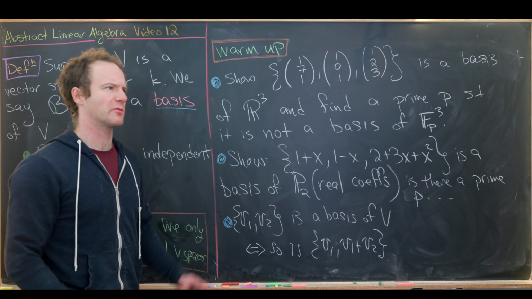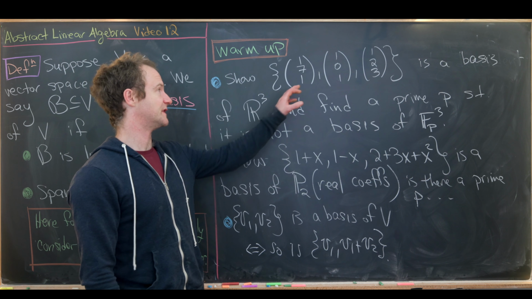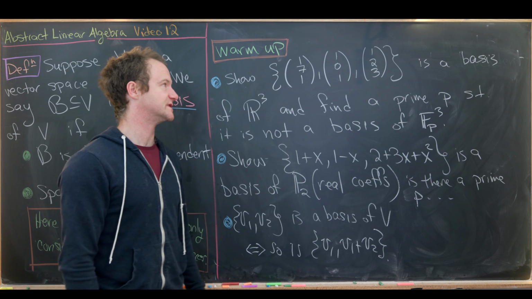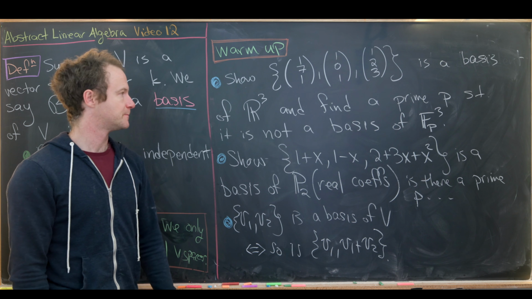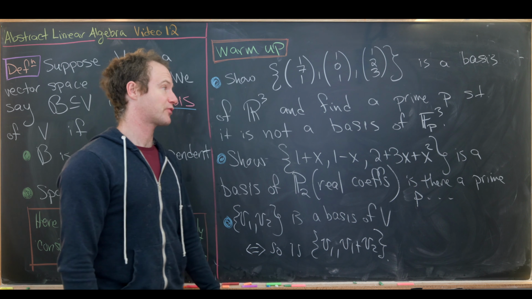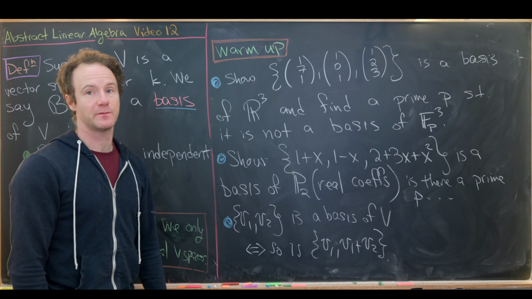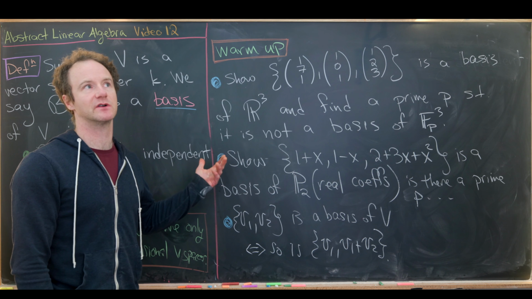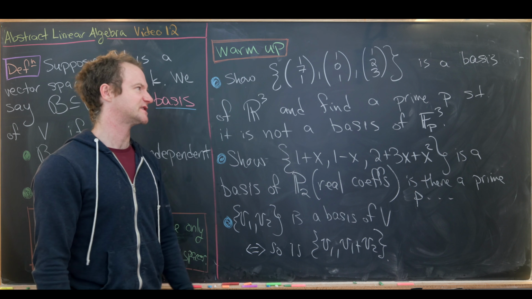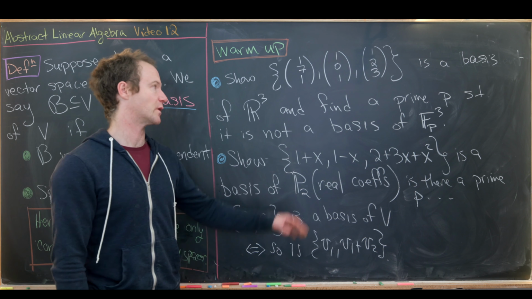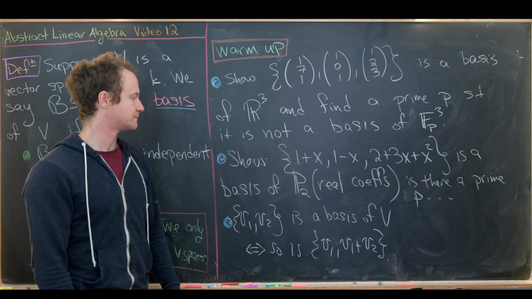So here are some nice warm-up exercises based on what we did today. The first is to show that these 3 vectors, (1, 7, 1), (1, 0, 1), and (1, 2, 3), form a basis for R3. And then find a prime p so that these do not form a basis of Fp^3. So this is pretty similar to one of the examples we looked at. And maybe there are multiple primes. I think it would be interesting to classify all primes where this is not a basis. I think that's maybe a nice bonus question.